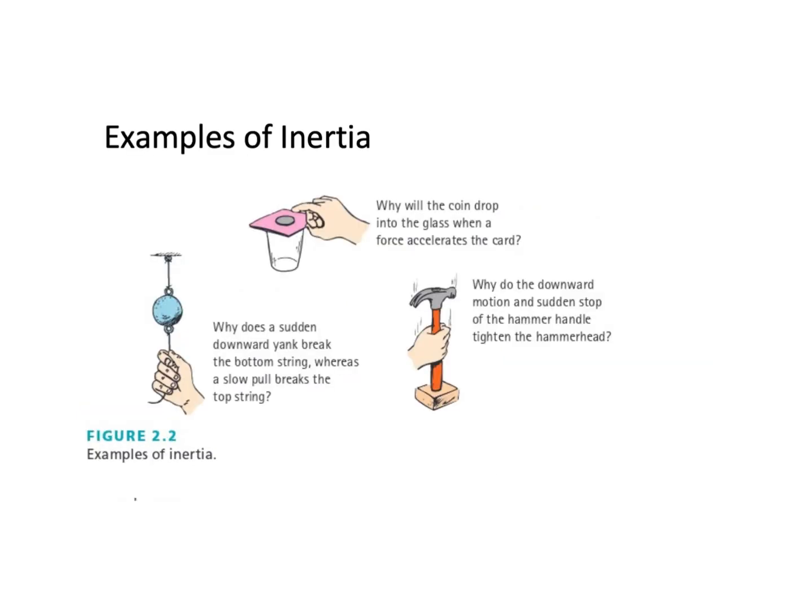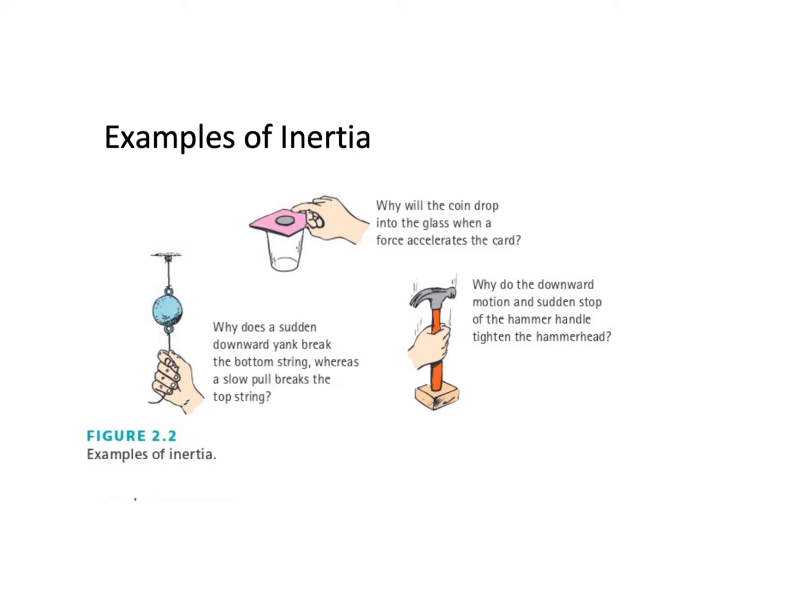Let's look at a few more examples of inertia. So here we have this ball, and you can see there's a thin string tied to the top of the ball, and a second thin string tied to the bottom of the ball. And if you pull the two strings until they break, it turns out that you can break one string and not the other, and which string you break depends on how you pull. If you pull slowly, then the top string is the one that will break. But if you pull quickly with a jerk, then the bottom string will break.